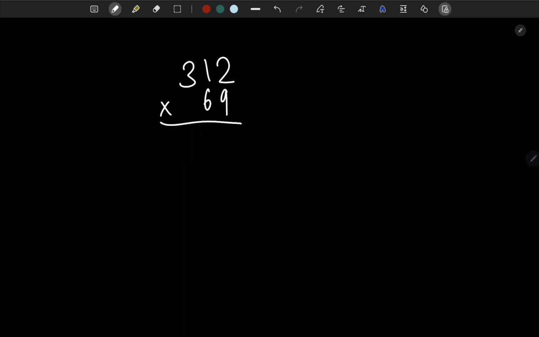Now in this example, we have 312 times 69. So if we keep 312 up, or we can bring it down, you will see why it's better to put the number with the more digits up than down. So now let's just multiply this normally. So 2 times 9 is 18. Carry over the 1. 1 times 9 is 9 plus 1 is going to be 10. And carry over the 1 over here. 3 times 9 is 27 plus 1 is 28.